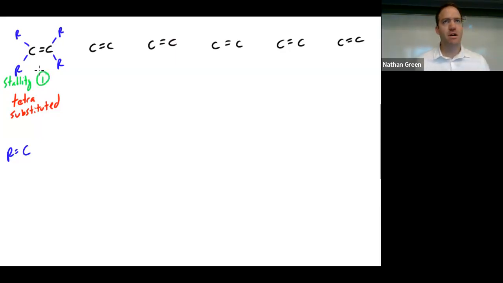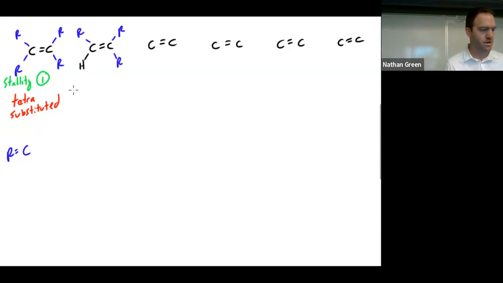The next most stable alkene that we'll have is a tri-substituted alkene. It's going to only have 3 carbons on it. One of those is going to be a hydrogen. This is a tri-substituted alkene, and it is not as stable.